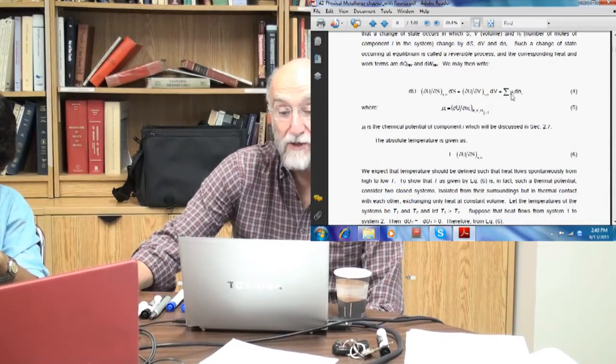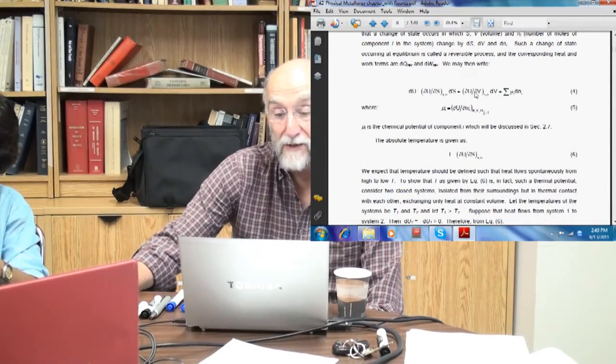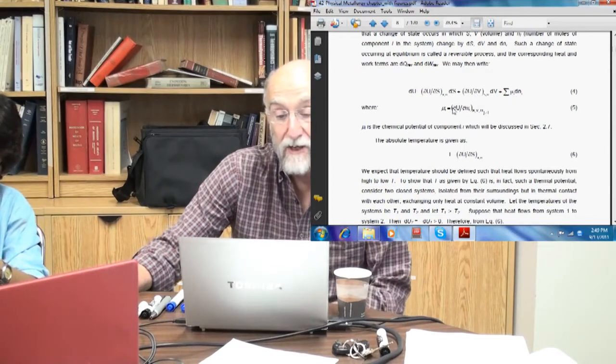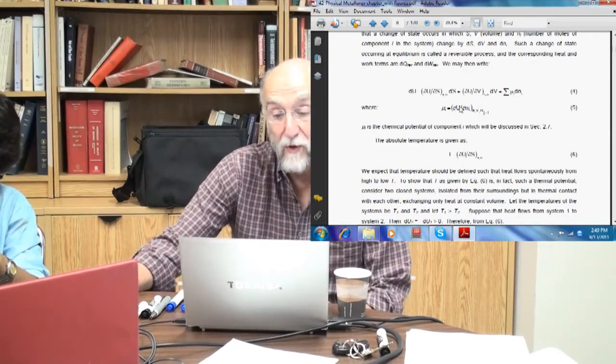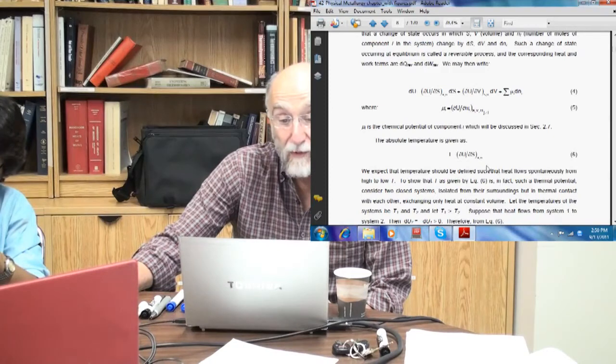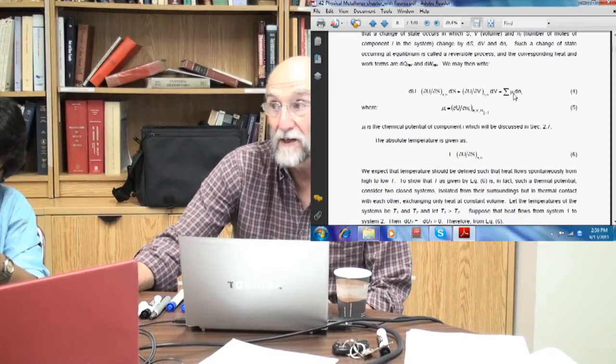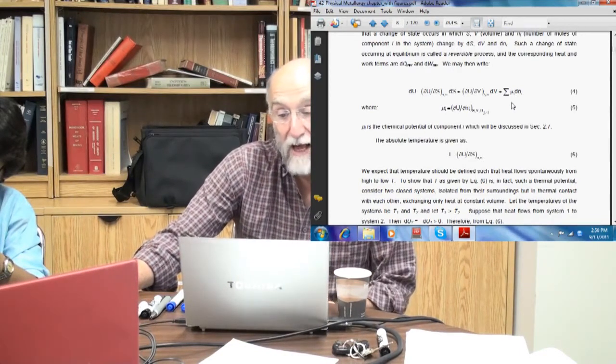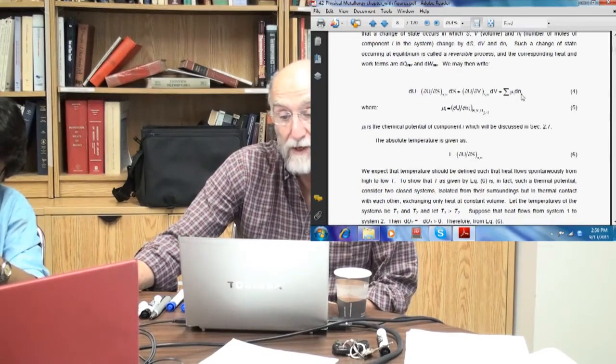So it's dU/dS dS plus dU/dV dV plus dU/dn dn. Mu is what I call the chemical potential, and it's given as the change in U with the number of moles of i as you keep entropy, volume, and the number of moles of everything else constant. And then it turns out this is the temperature. So dU is T dS minus P dV plus sigma mu i dni. Up until now I said let's assume this term is 0 because you have a closed system, so the total number of moles is not changing.